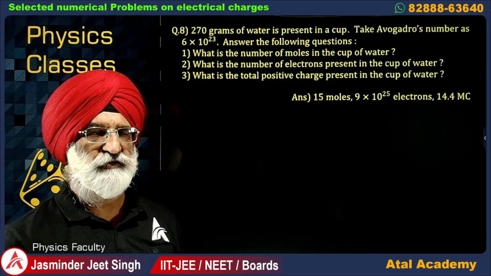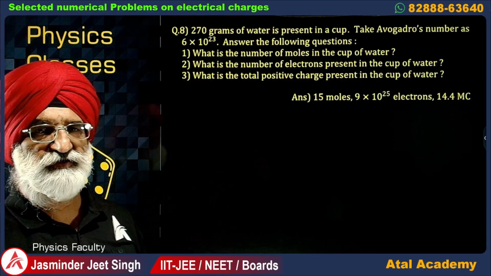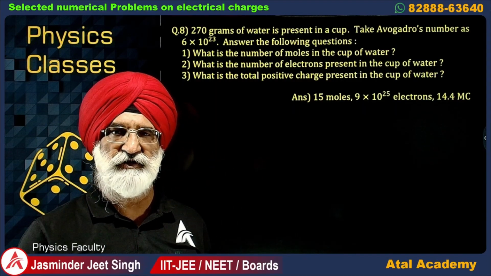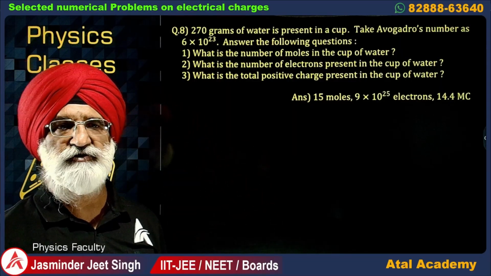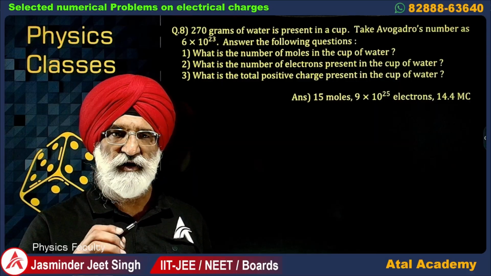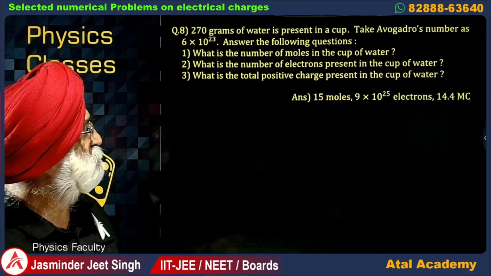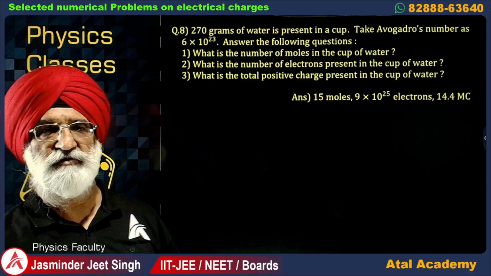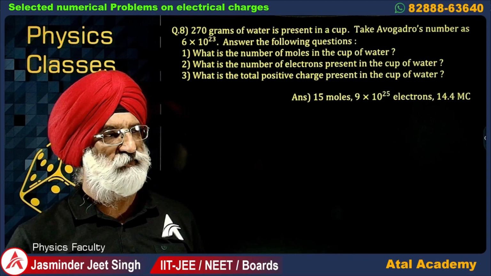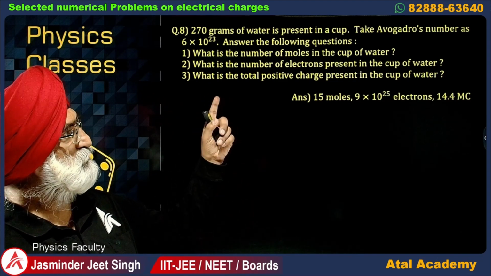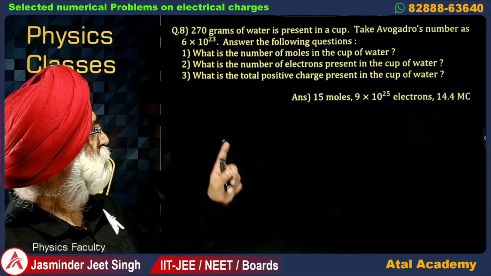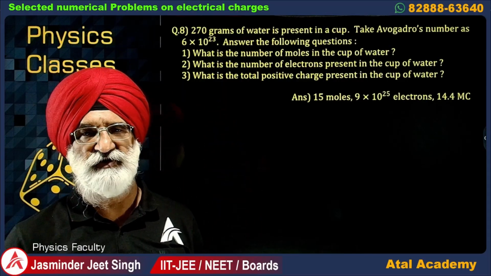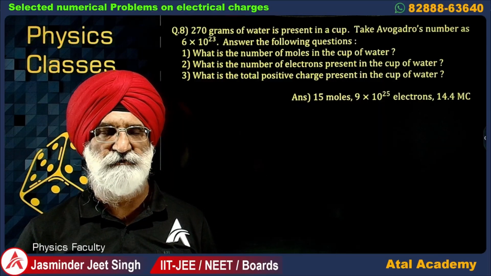Numerical number 8. 270 grams of water is present in a cup. Take Avogadro's number as 6 into 10 to the power of 23. Answer the following questions. First, what is the number of moles in the cup of water? What is the number of electrons present in the cup of water? What is the total positive charge present in the cup of water?